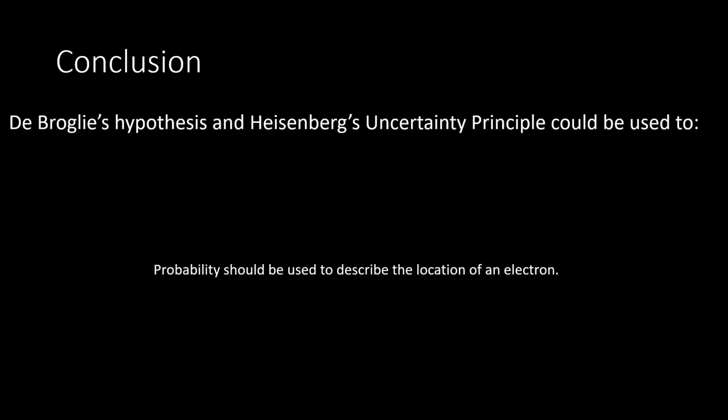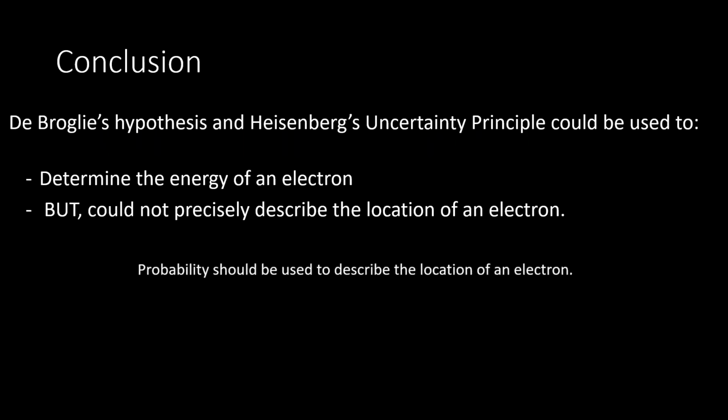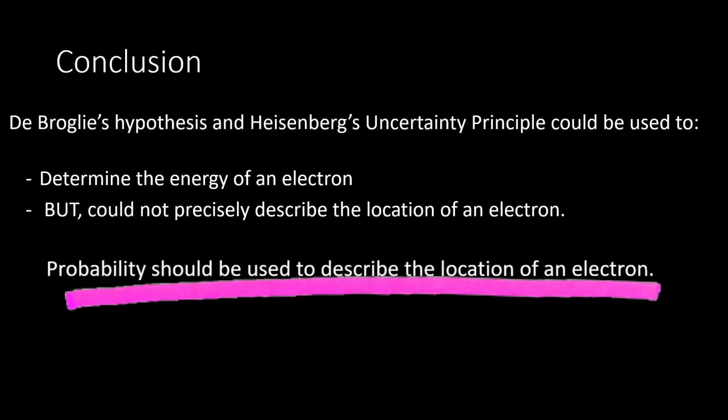So what conclusions can we make? Basically, the De Broglie hypothesis and Heisenberg's uncertainty principle could be used to determine the energy of an electron. However, both hypothesis and principle could not precisely describe the locations of an electron. To describe the locations of an electron, a mathematical approach which involves probability is required.